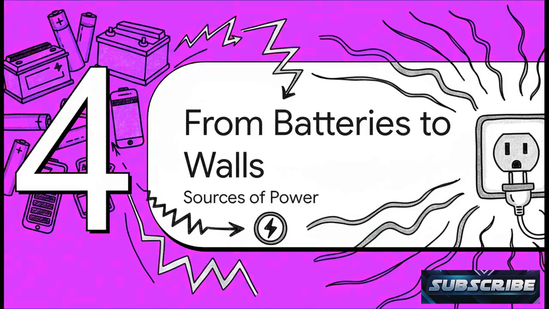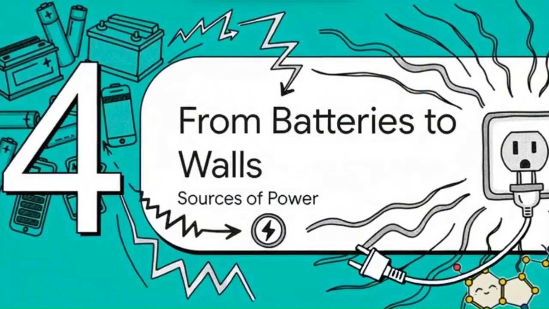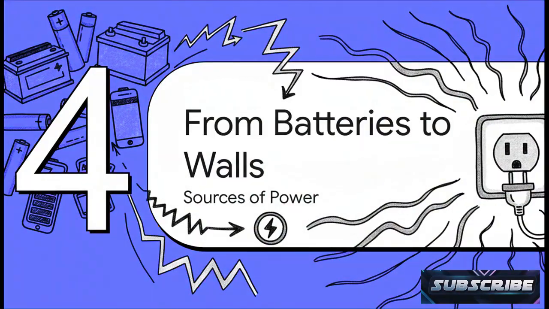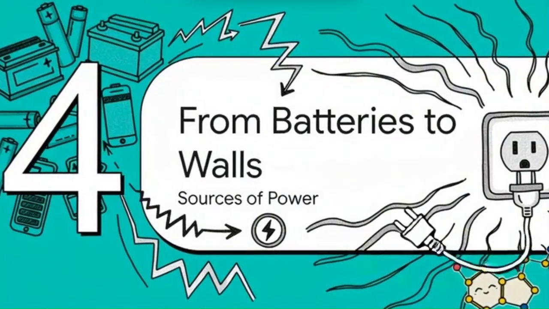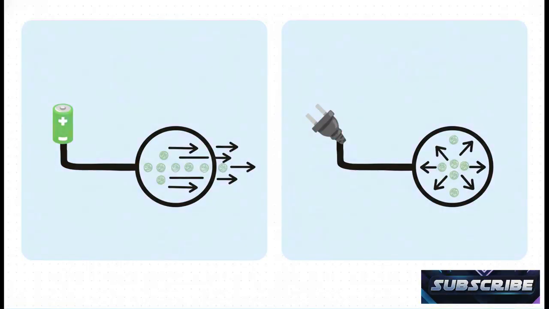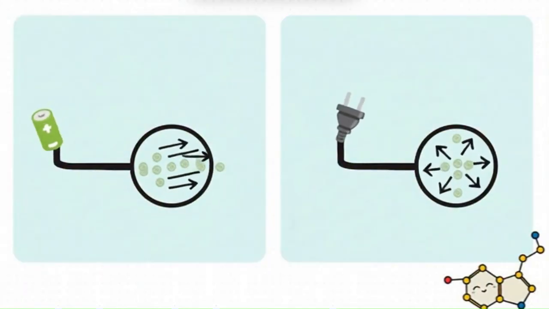So where does this push, this voltage, actually come from? Well, it's interesting, because the power you get from a battery and the power you get from a wall outlet are two totally different animals. The power in your phone's battery is called direct current, or DC. Think of it like a river. The electrons flow steadily in one direction.